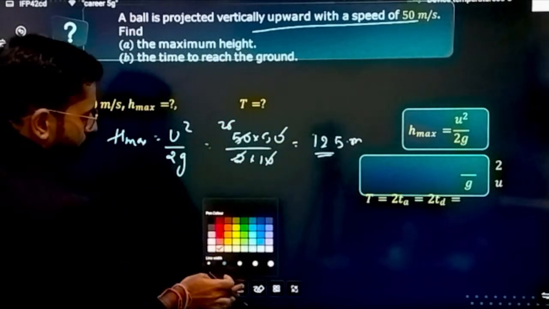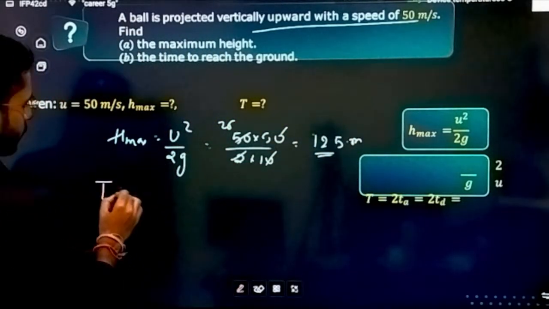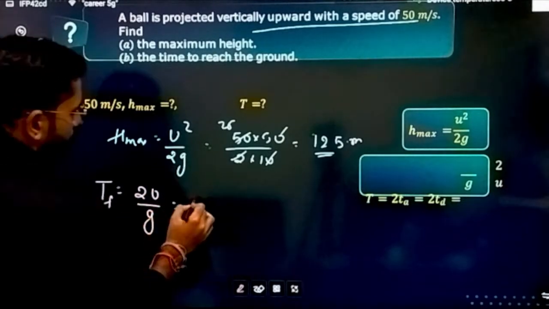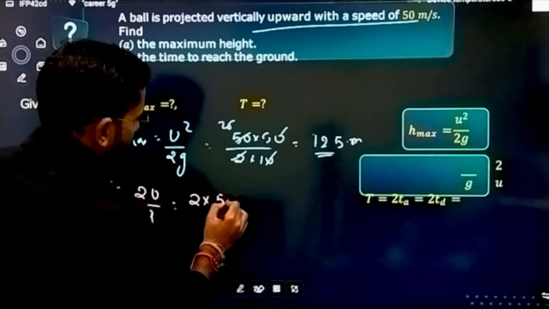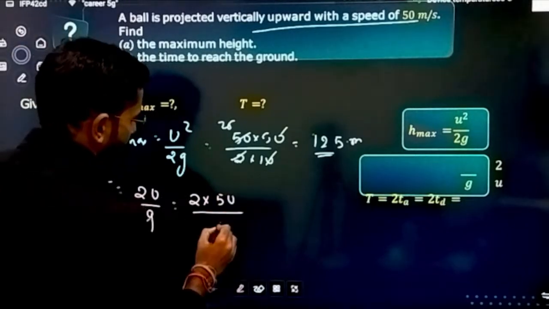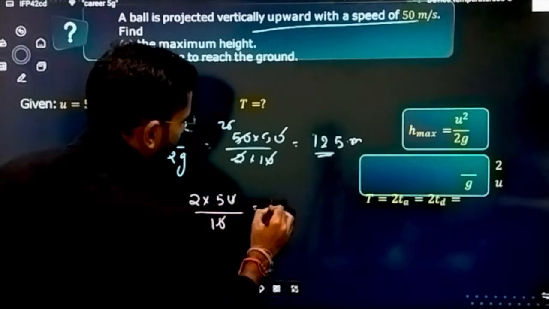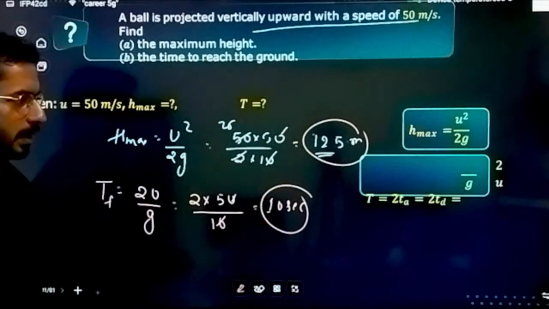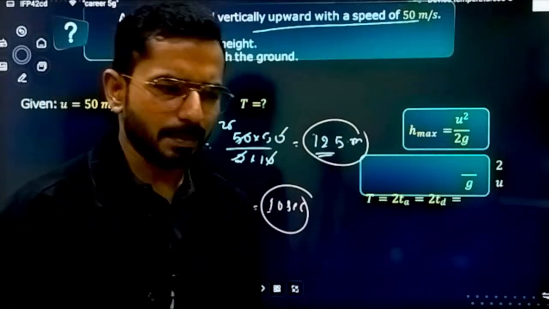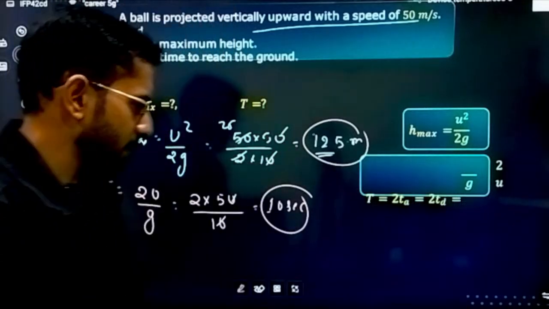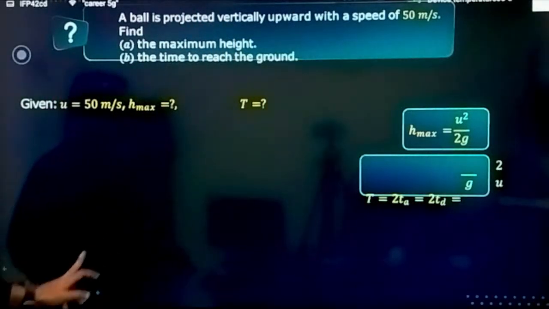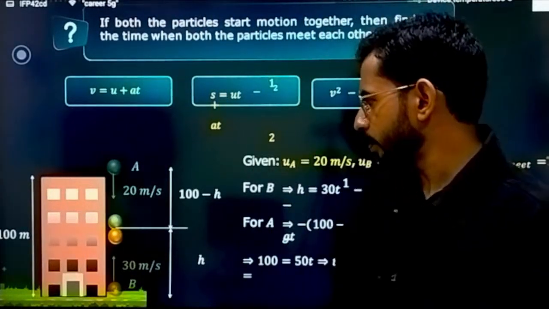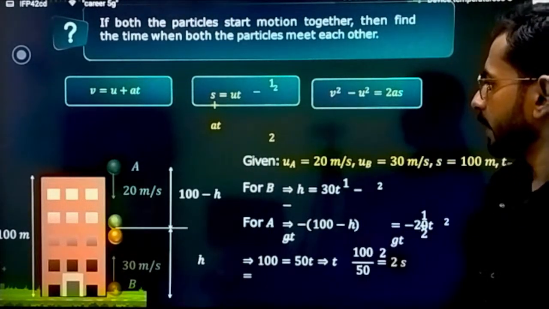Secondly, what do you have to calculate? Time of flight. How will you write it? It equals 2u by g. That means 2 times u, initial velocity 50, divided by 10. How much time of flight will there be? It will be 10 seconds. First answer 125 meters, second answer 10 seconds. Is it clear? Just simply apply the formula, nothing else, and the derivation we have already seen. If you want to go by the conventional method, you can, no problem. Correct?